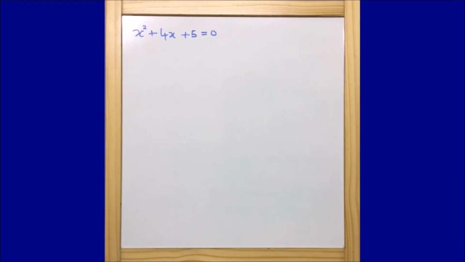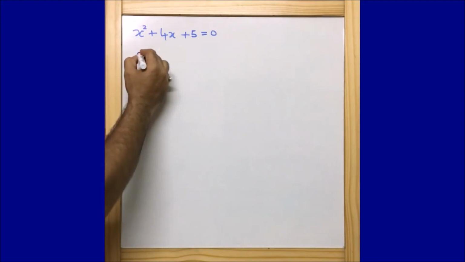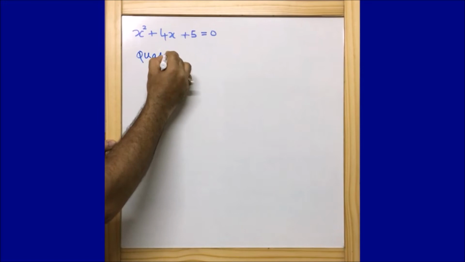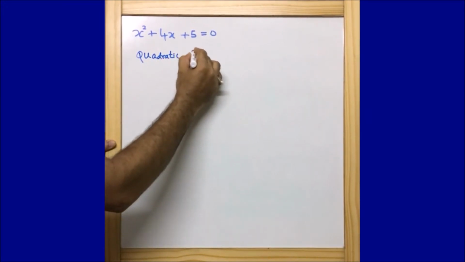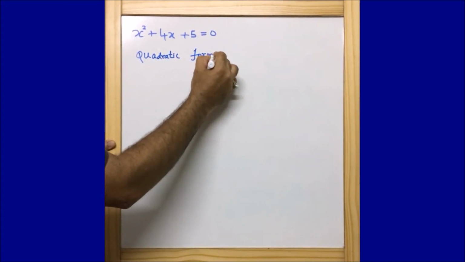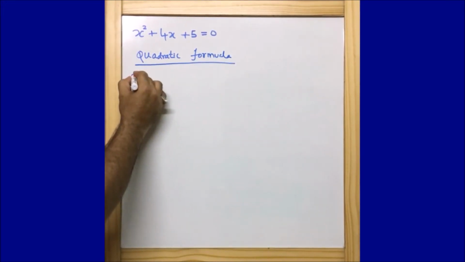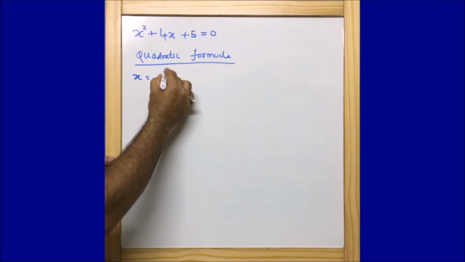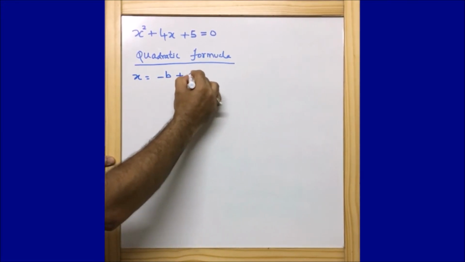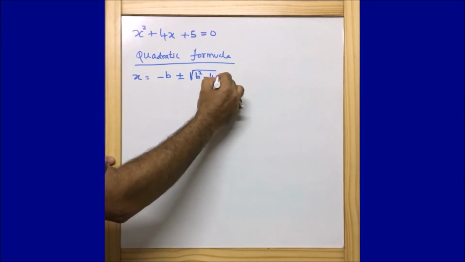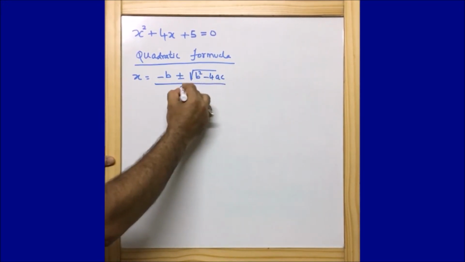Let me tell you what the quadratic formula is. I hope by this time you very well know it, but still let me write it down. The quadratic formula is written as x = (-b ± √(b² - 4ac)) / 2a.